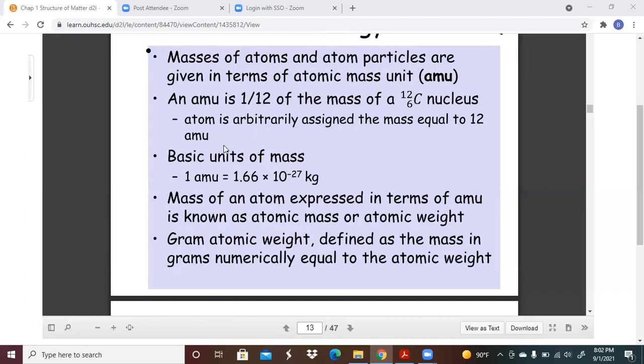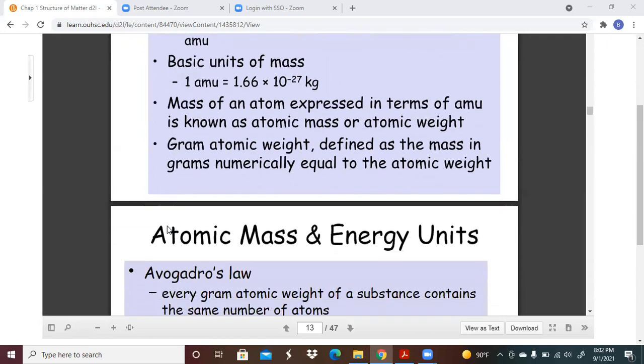We could have picked any other standard, but carbon's pretty ubiquitous. Since you can pretty much find it at the drop of a hat, we can work with it by assigning a definition to that property. So the mass of an atom expressed in terms of AMU is known as the atomic mass, or the atomic weight. Again, mass is something different from weight, but in this particular circumstance the nomenclature will be roughly the same.